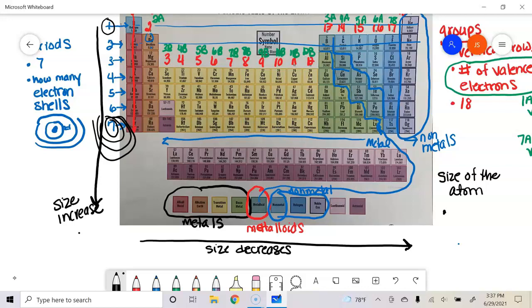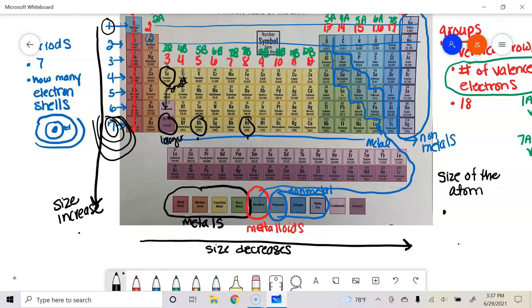So you can tell the size of an atom just based on where it is on the periodic table. For instance, on a test, if I said, is this atom bigger than this atom? Well, you'd say, as you go across, the size decreases, so this one has to be smaller than this one. If I said, is this atom smaller than this atom? Well, you know that as you go down, it gets bigger. So you would say, yes, this atom is smaller and this one is larger. And there are test questions like that.